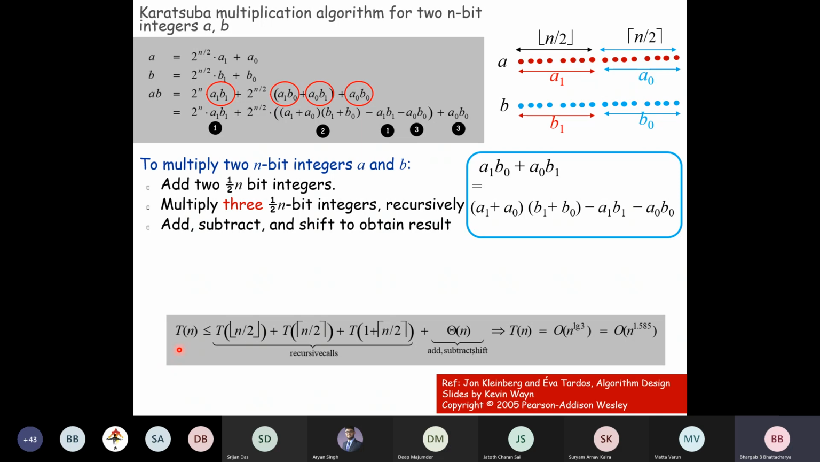Therefore, what is the recurrence then? The time for multiplication of n bits, T of n, is less than or equal to T of n by 2. There are 3 multiplications, right? Because there are 3 distinct terms. Forget about this ceiling and floor, because when n is not divisible by 2, that's why this correction comes. So this is T of n by 2, and again T of n by 2, plus T of 1 plus n by 2. Why is there 1 plus n by 2?